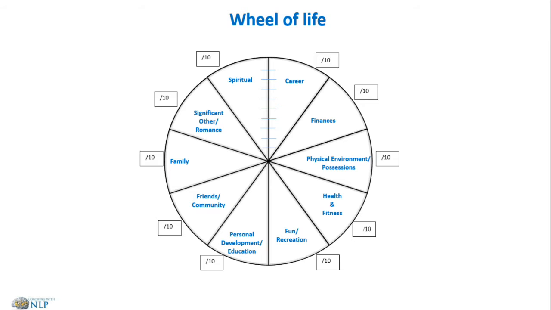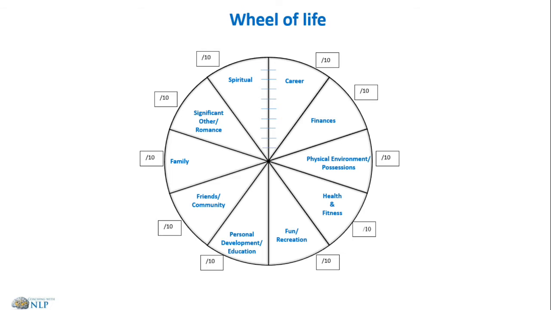How satisfied are you in each area of your life? And notice how round your wheel actually is. So it's about balance. Yes, it would be lovely to have 10 out of 10 for everything, but it's about balance. And so I would suggest that you go ahead, complete this wheel of life for yourself, see where you are at for each area of your life.